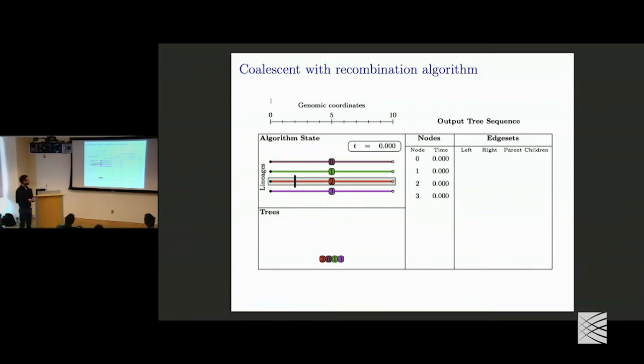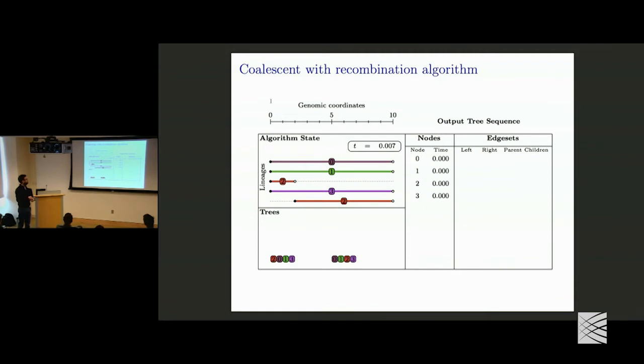So the first event that happens as we move backwards in time is a recombination event, which splits this lineage 2 here into 2 different pieces. So because we're going backwards in time, recombination has the effect of taking a single lineage and splitting it into 2 independent lineages at that breakpoint. And so that's what we see.